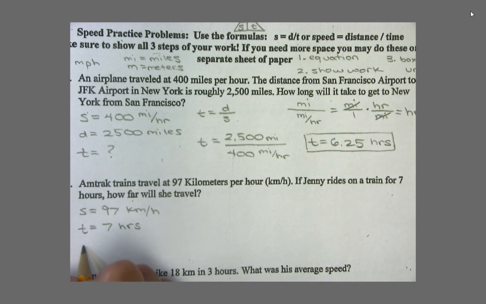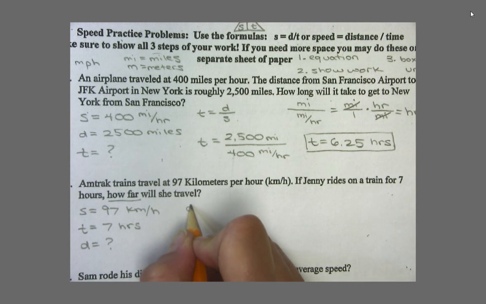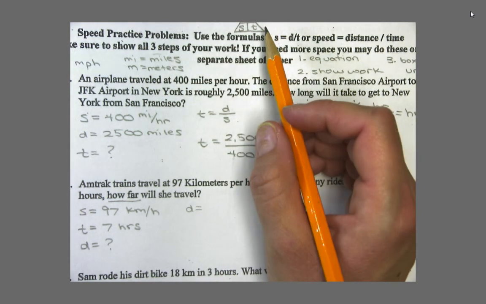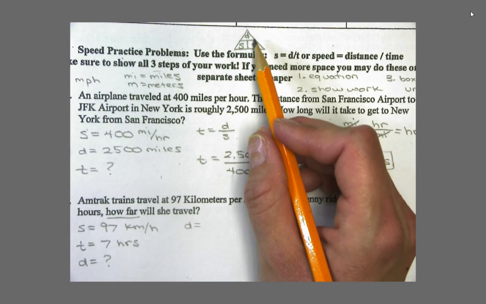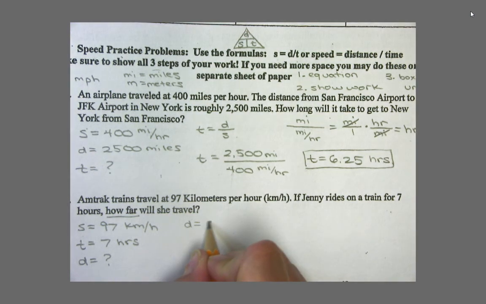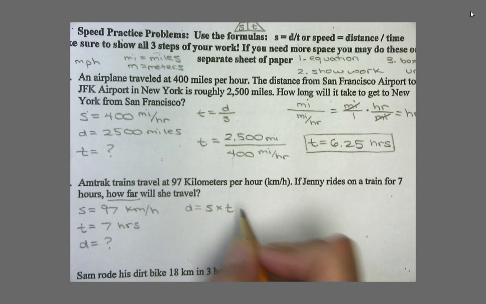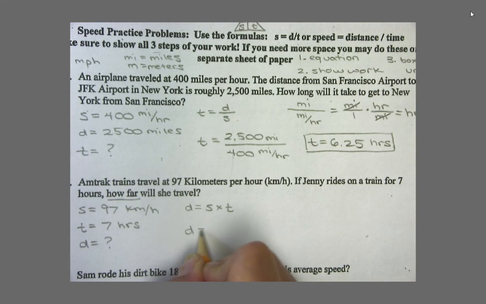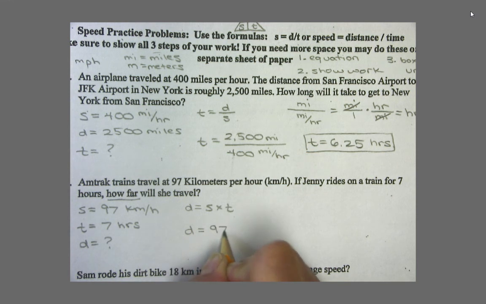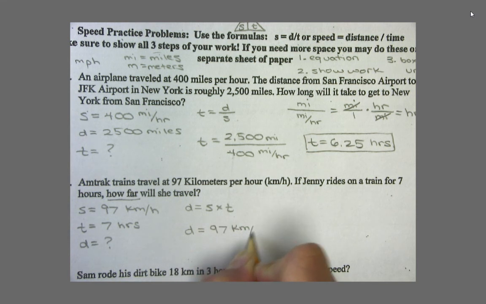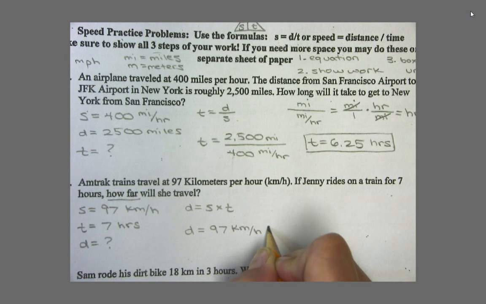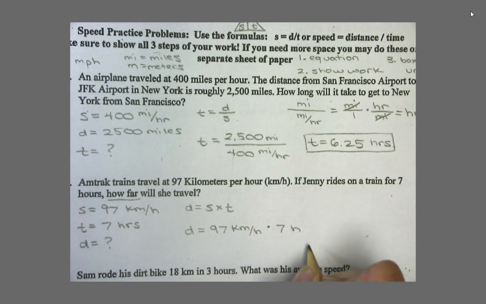And then we are then looking for distance. And again, how far is distance? I'm going to demonstrate what equation I'm using. And again, reference this. Distance is going to be speed times time. And then I'm going to go ahead and plug it in. Distance is 97 kilometers per hour. Don't forget your unit. Times 7 hours.